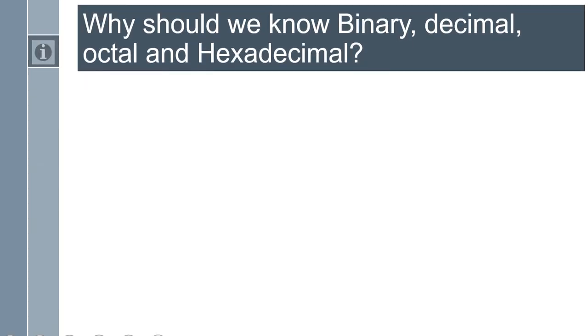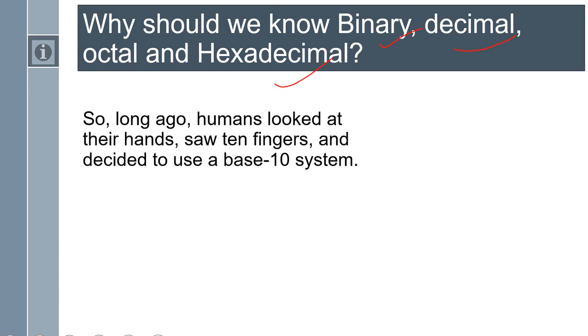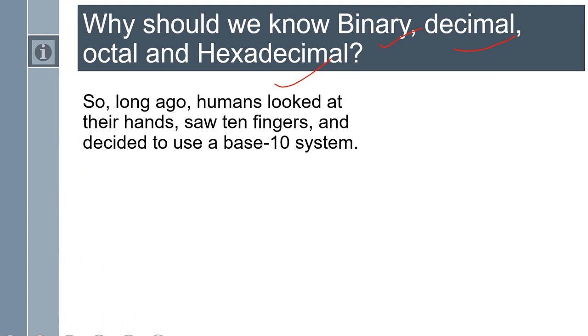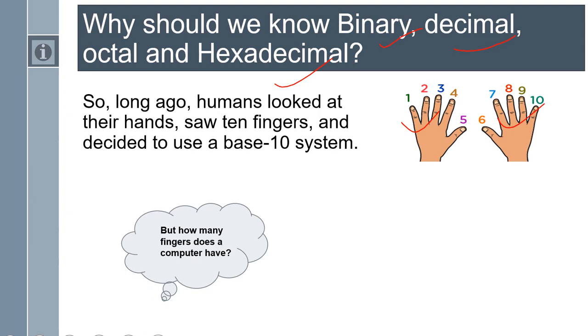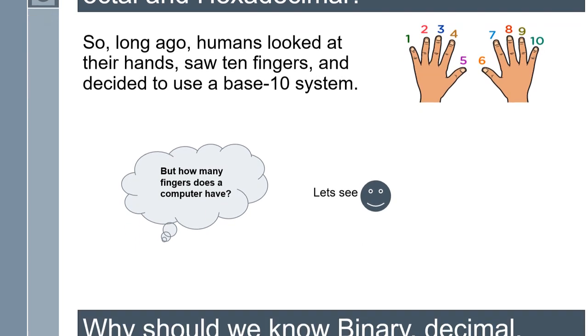So first of all, we will discuss why we should know binary, decimal, octal, and hexa. Long ago, humans looked at their hands, at their ten fingers, and decided to use base 10. But how many fingers does a computer have? So let's see how many fingers a computer has.